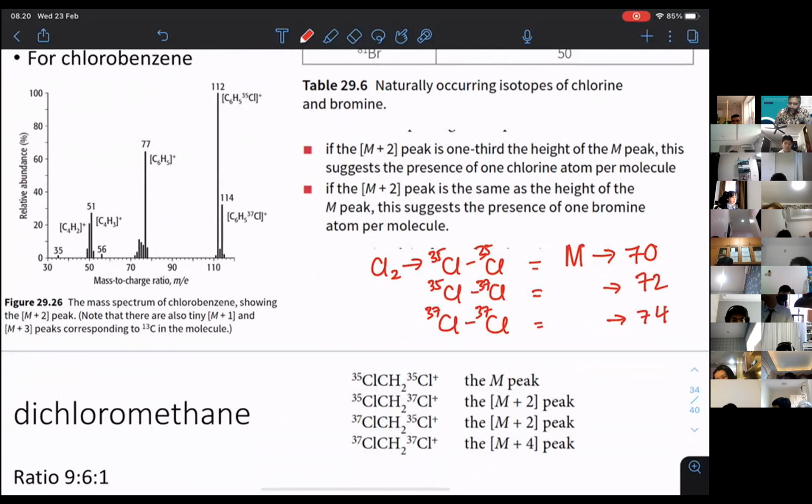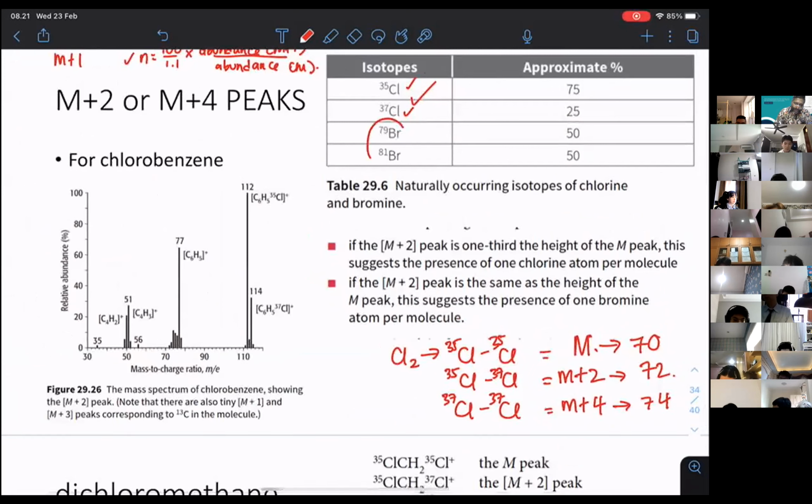So M plus how many? M plus 2, 70 plus 2. M plus how many? 70 plus 4, M plus 4. That is the reason we have the M+2 peak and M+4 peak, because there are isotopes involved for Cl. The same thing applies for Br, 79 and 81. Cl is very common; Br maybe we don't use often. We have also learned about this: 25% is 37, 75% is 35, and for Br the percentages are the same.